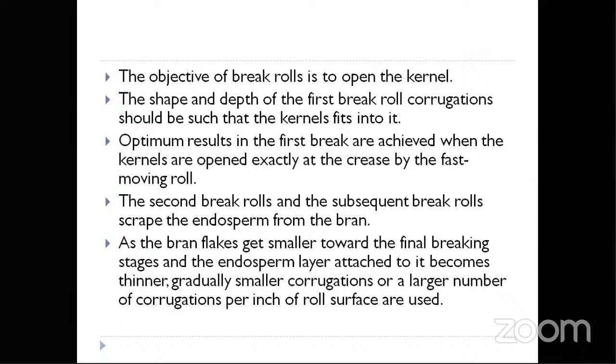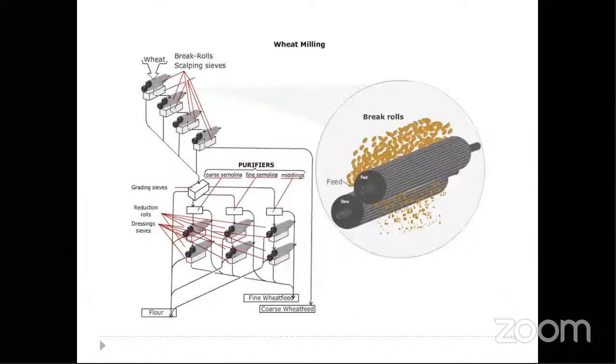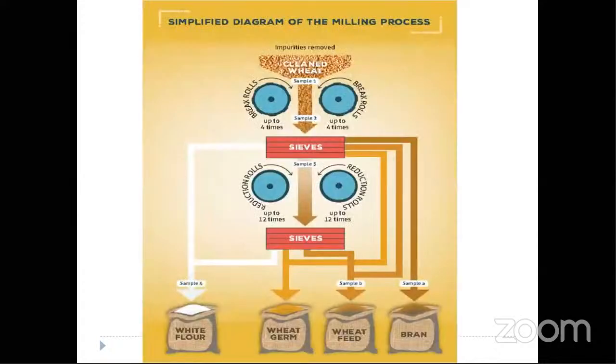पहले जो corrugations होती हैं वो थोड़ी spaced होती हैं. उसके बाद धीरे धीरे fine corrugations होती जाती हैं, because now we have to scrape the endosperm. ग्रेन तो ओपन हम कर चुके हैं फर्स्ट ब्रेक रोल से ही, इसलिए. So this I have already shown you, and this is a very simple diagram.